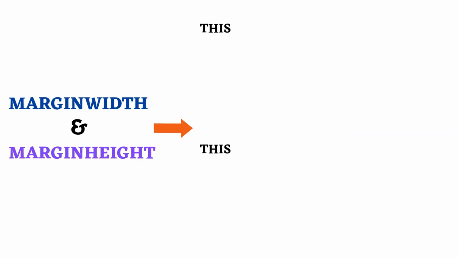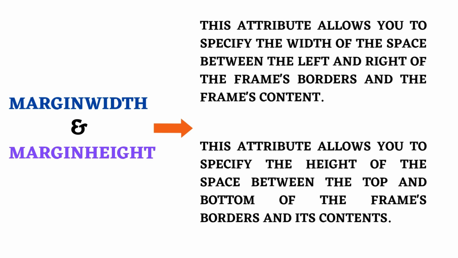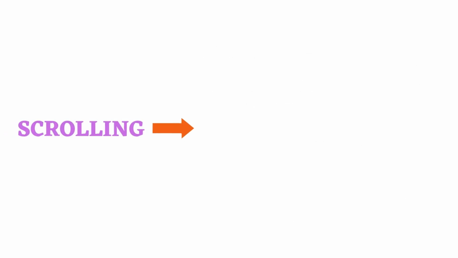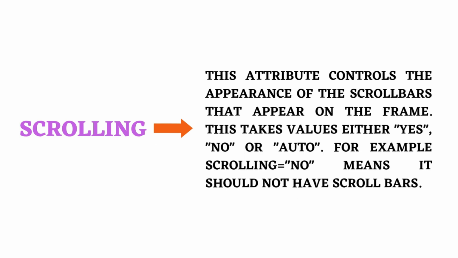These attributes set the space between the content and the frame's edges. The values are in pixels. Scrolling controls whether the iframe should have scroll bars. You can set it to yes, no, or auto.